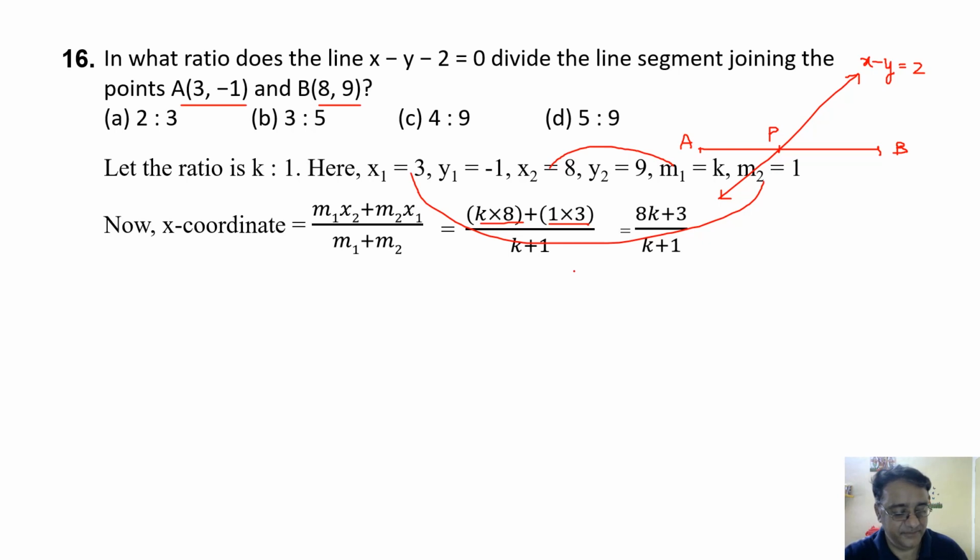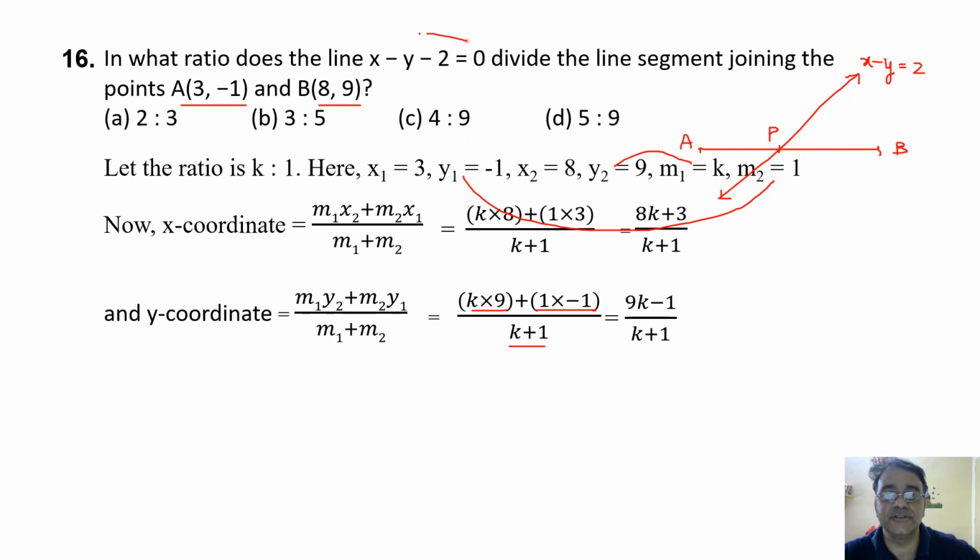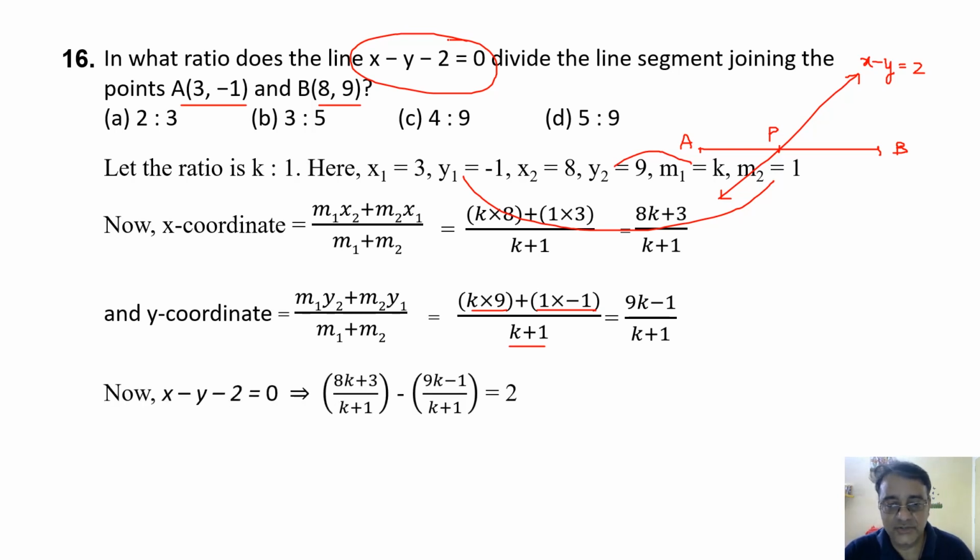This is x, right? Now the y coordinate. m1 y2 plus m2 y1 upon m1 plus m2. So we are going to get k into 9 plus 1 into minus 1 upon k plus 1. So 9k minus 1 upon k plus 1. So this x and y we are going to substitute in this equation, because that point lies on that line also. So let's substitute. This step is clear. I have shifted this 2 to the right side.